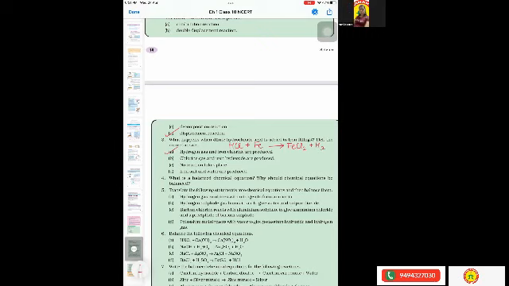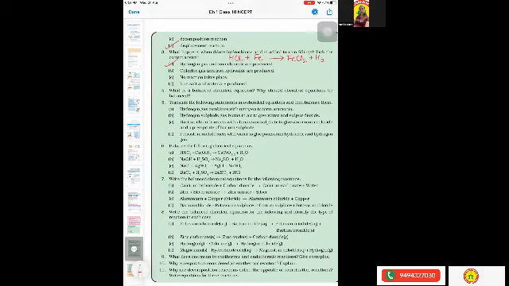After this, Shubhansh, next question. What is a balanced chemical equation? Why should a chemical equation be balanced? A balanced chemical equation is an equation where the number of atoms are equal on both reactant and the product side. And a chemical equation should be balanced to satisfy the law of conservation of mass. That's absolutely correct.